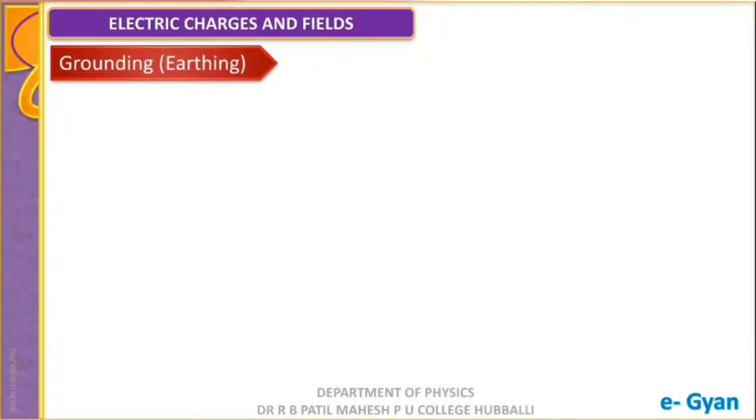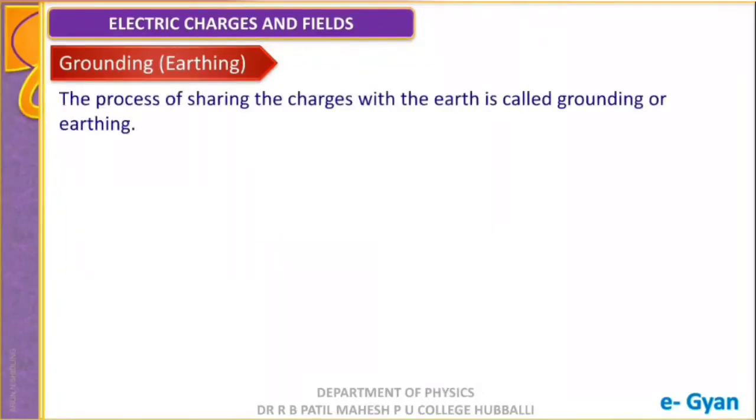Okay, next is the concept of grounding, or what we usually call earthing. Earthing is provided in houses so that we do not get a shock. Let us see in detail. The process of sharing the charge with the earth is called earthing. This is the symbol for earthing, or grounding.